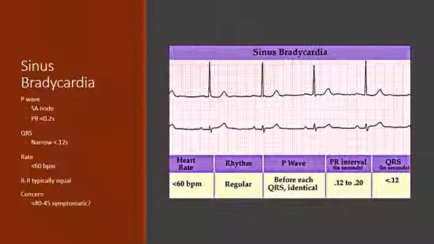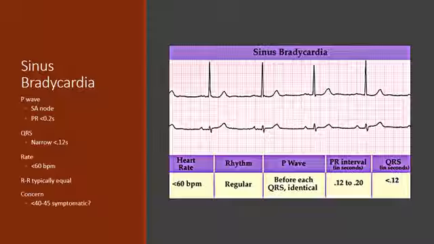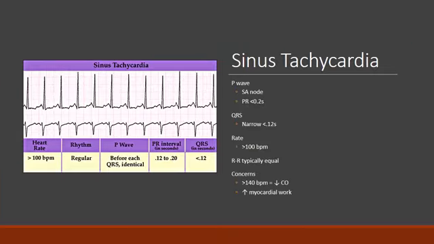All right, so here, once again, we see the P wave, we've identified that. Everything else looks normal, except for the rate being inherently slow. It's slower than 60 beats per minute. Now, with sinus tachycardia, the opposite. Everything, once again, is still normal, except the rate is above 100 beats per minute.